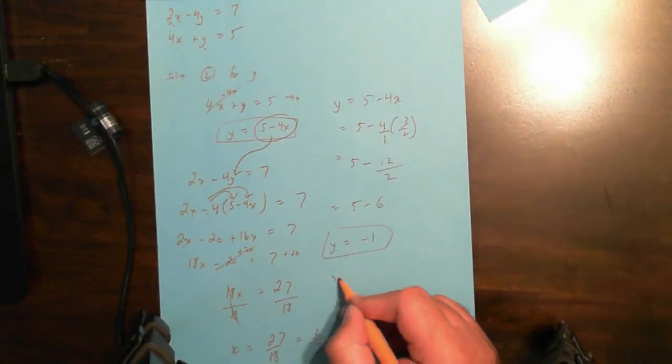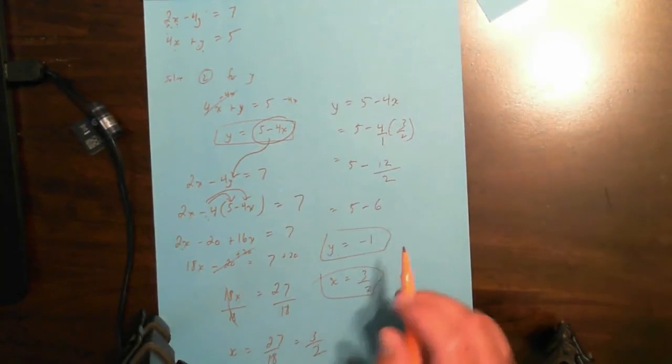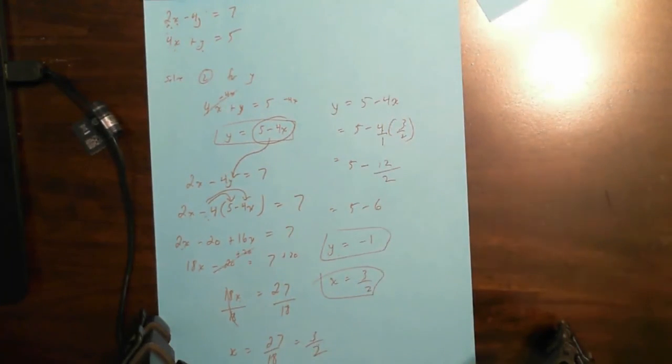So I've got y to be negative 1, and x is 3 over 2. So that's the solution to this system of equations.